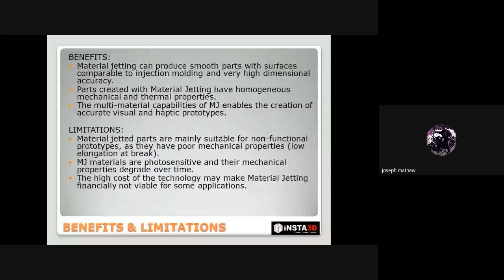Many multi-material capabilities are a big advantage in the material jetting 3D printer. Using the multi-material capabilities, you can carry out various researches, which are being carried out right now all over the world.